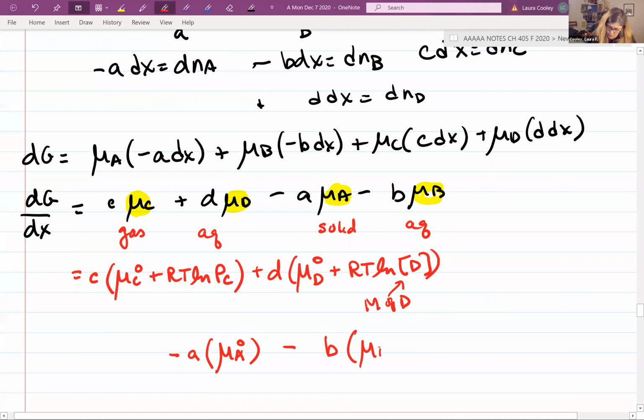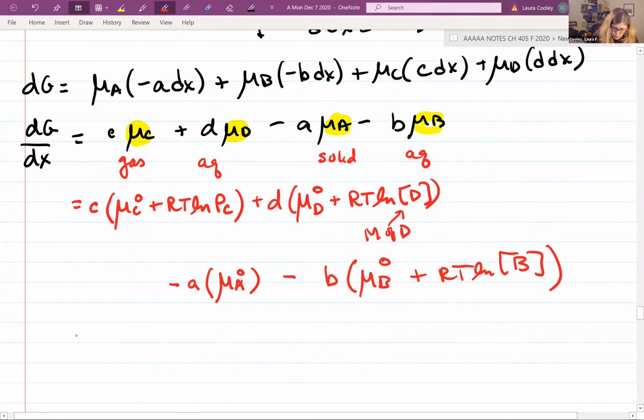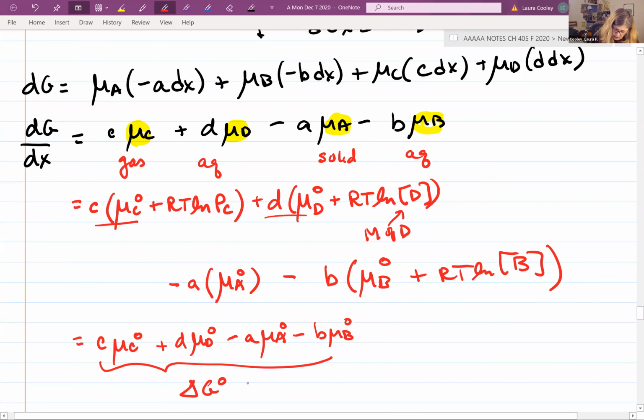mu B0 plus RT log concentration of B in molarity units. So again, we group everything together with the zeros, which becomes the delta G0 for the reaction. And then we have the other term, which is RT log PC to the C, plus RT log D to the D, right?